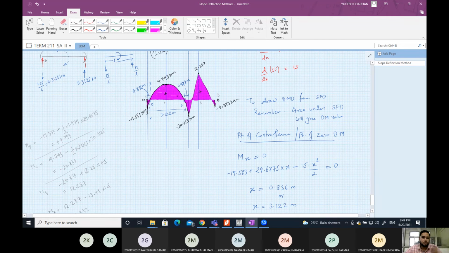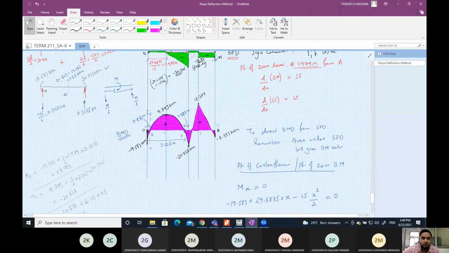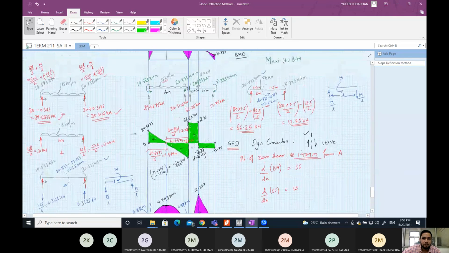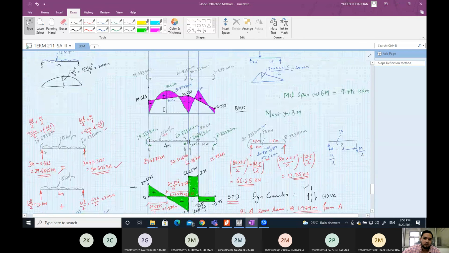Okay. So this way you can draw the bending moment diagram as well. Okay, this is one way of drawing the bending moment diagram from the shear force diagram, or you can draw the bending moment simply by principle of superposition. You superimpose the freely supported bending moment on the bending moments due to fixity.